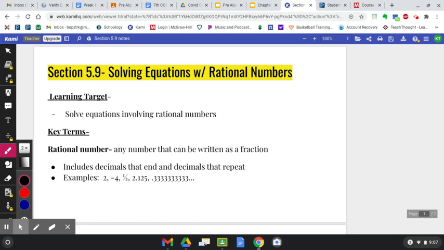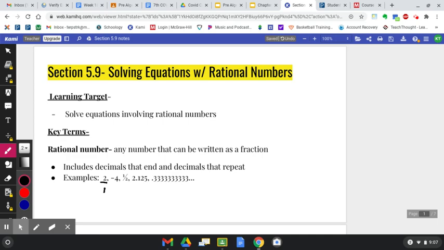Remember that a rational number is any number that can be written as a fraction. That includes decimals that terminate, or that have an ending, or decimals that don't end but they repeat. If you remember the number systems that we got into earlier, the rationals include all natural numbers, our counting numbers 1, 2, 3, 4, 5. Whole numbers, which includes 0, that's also a rational number. Remember, you can make anything a rational number by just putting it over 1.